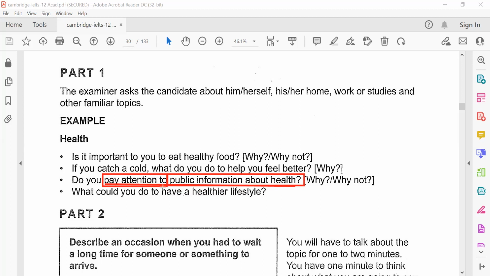My question is to this one, Gulshan. I think Gulshan answered just now. Yes, Sania, sorry, Sania. What could you do to have a healthier lifestyle? To have a healthier lifestyle, we could do meditation, yoga, exercises, and do everything on time.